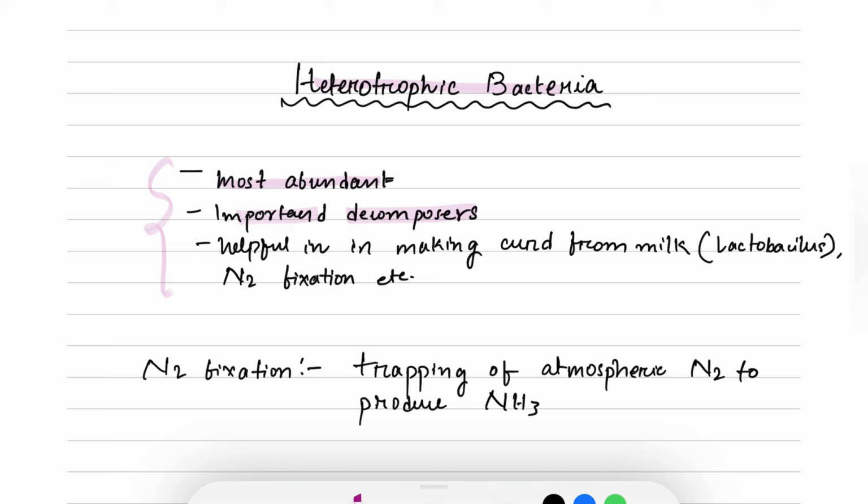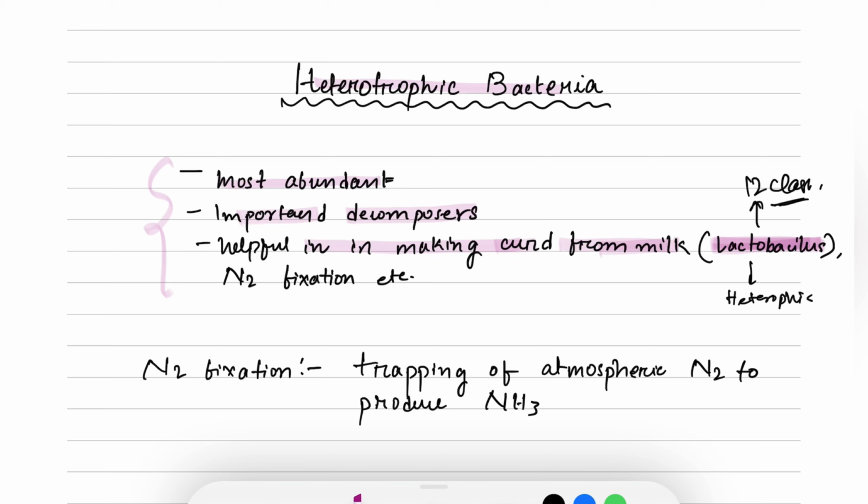They are helpful in making curd from milk. An example of this bacteria is Lactobacillus. This is important: Lactobacillus is a heterotrophic bacteria. You will come across Lactobacillus in your class 12 NCERT. It is clearly given in class 12 NCERT that Lactobacillus produces curd from milk.